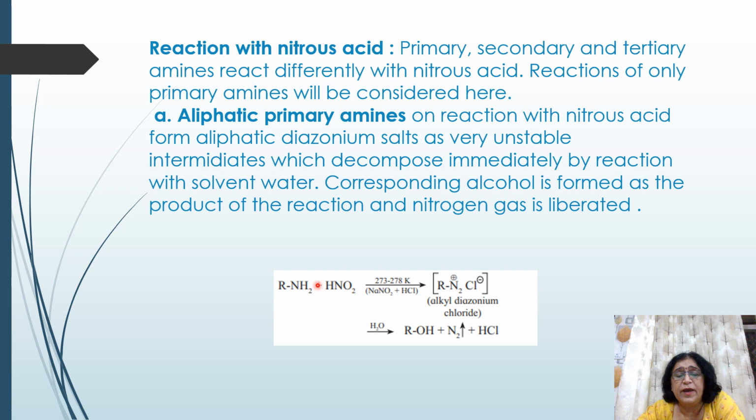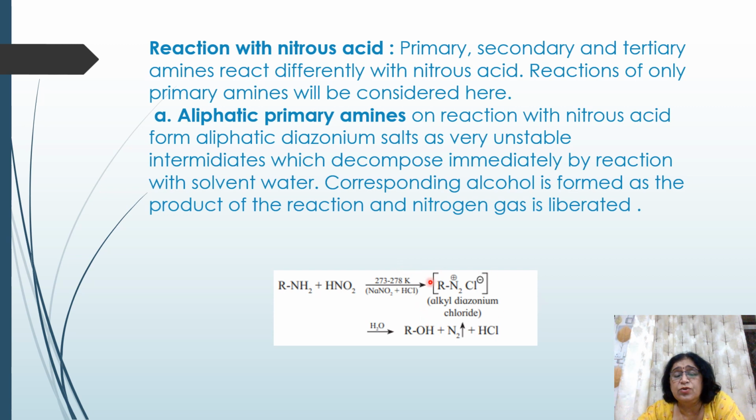So the primary amines react with nitrous acid. How is the nitrous acid produced? It is produced by the reaction of sodium nitrite and hydrochloric acid. This HNO2 is not available in the lab, so you have to prepare it in situ, that is, by the reaction of NaNO2 and HCl. The temperature should be 0 to 5 degrees centigrade.